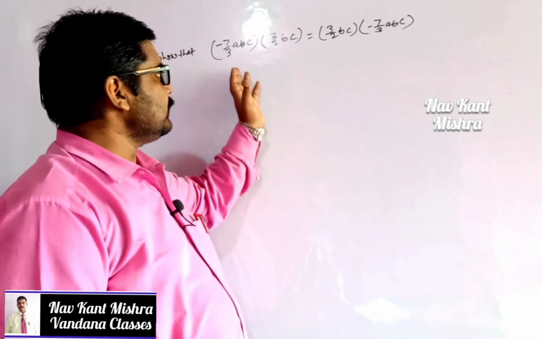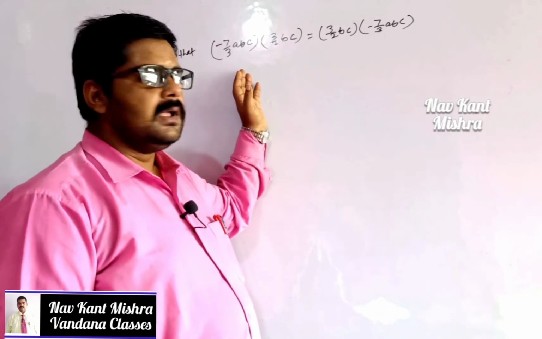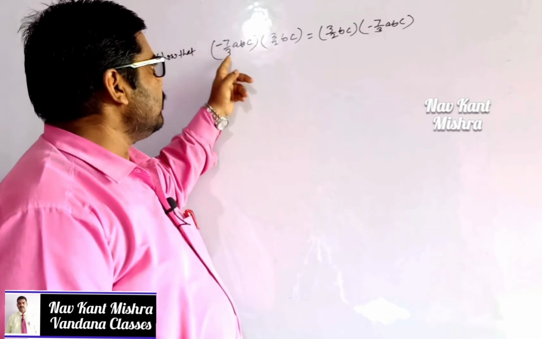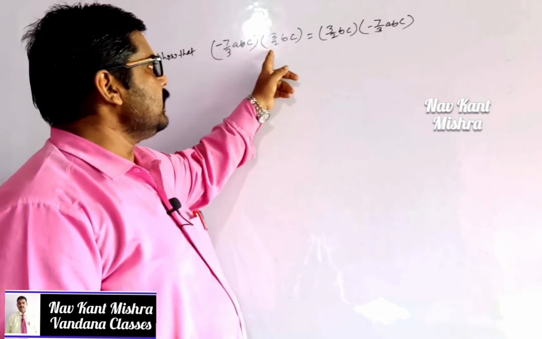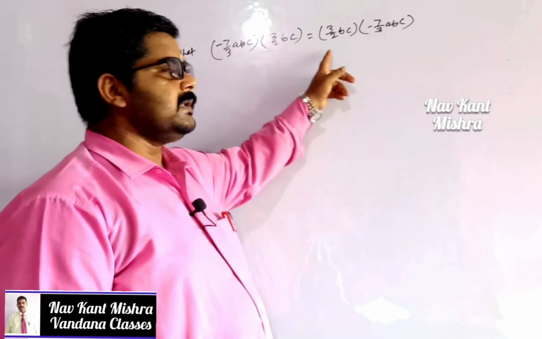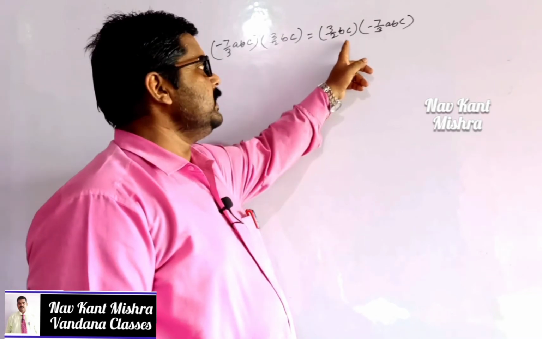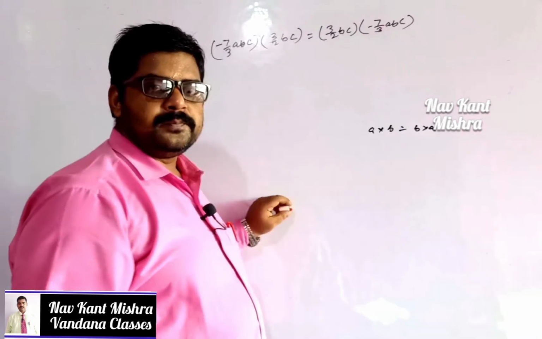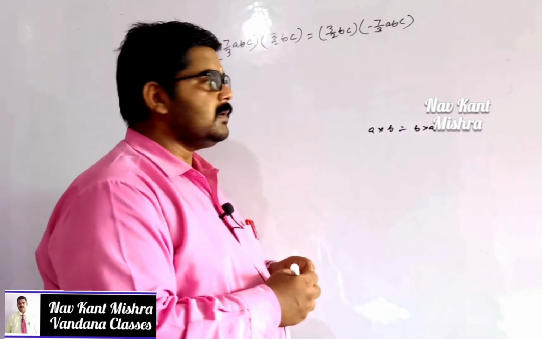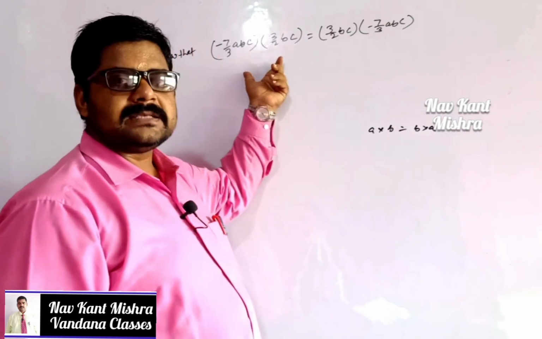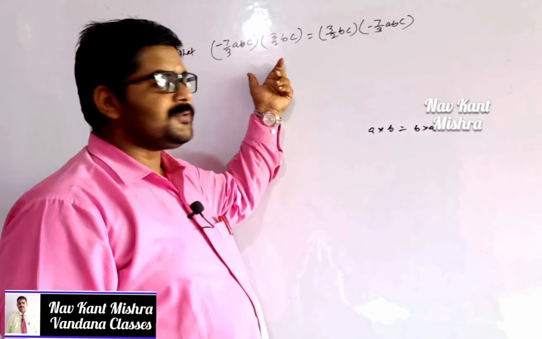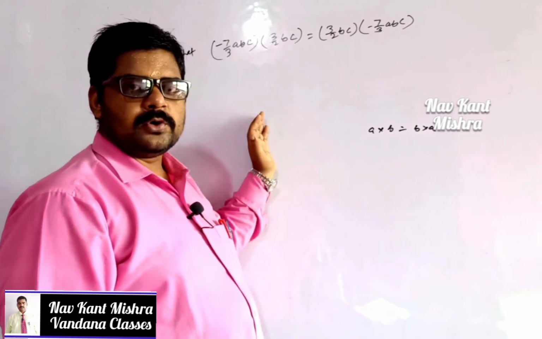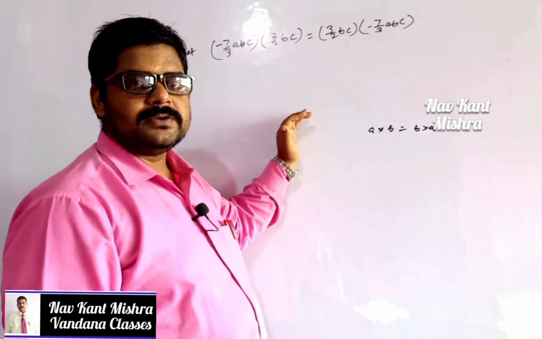My dear student, this is another type of question, and in this question you have to prove that minus 7 upon 3 ABC multiplied by 3 upon 2 BC is equal to 3 upon 2 BC multiplied by minus 7 upon 3 ABC. To prove this question, you have to multiply separately its LHS and RHS, and after that you have to show that LHS is equal to RHS.